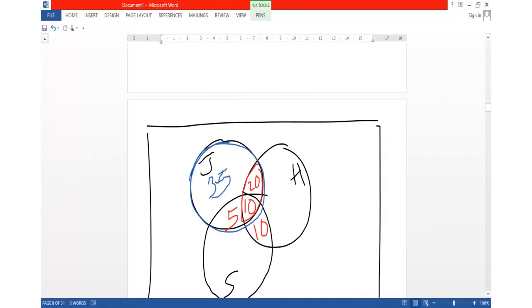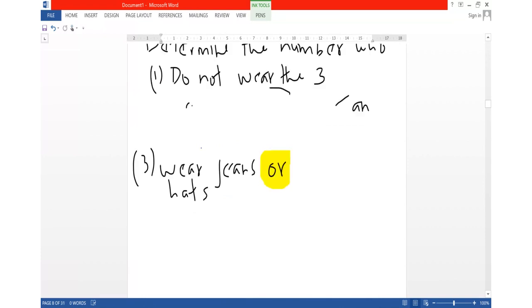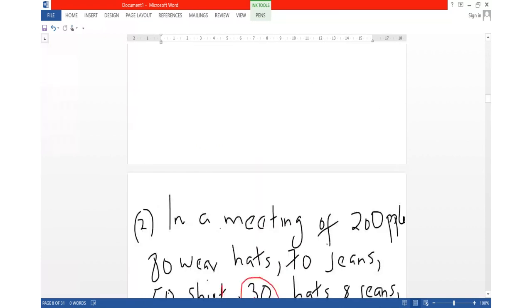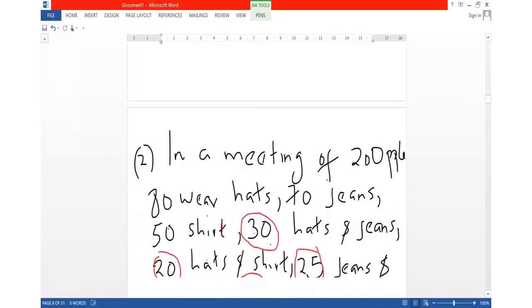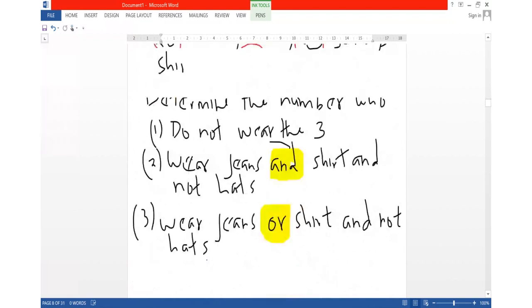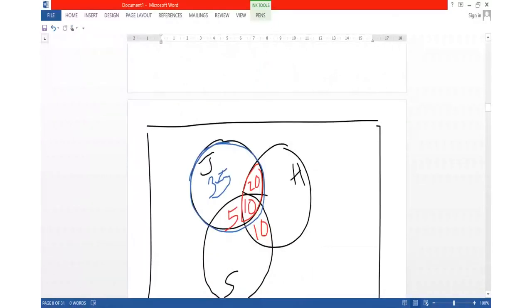Let's go to the hats. Hats are how many? Hats, they are 80. So in the circle for hats, let me use a different color. In this circle for hats, this one in green here, already I've listed how many? 20 plus 10 plus 10, you get 40. And you have been told the hats are 80. So the remaining one will be 40.